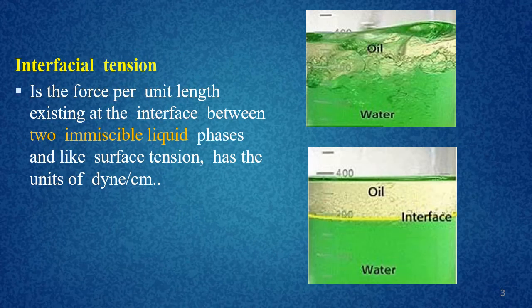Now the next topic is interfacial tension. With the help of this example, you can see over here, it is defined as the force per unit length existing at the interface between two immiscible liquids. When two liquids are completely miscible, the interface cannot be observed and hence they do not possess interfacial tension. For example, water and ethyl alcohol. On the other hand, the benzene and water system has an interface and shows interfacial tension.